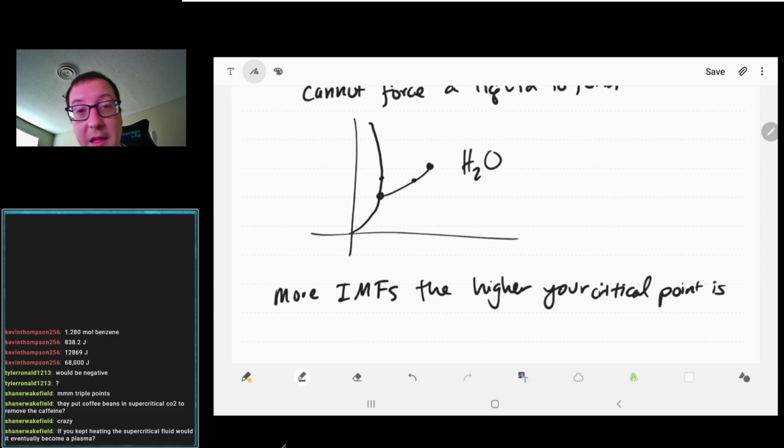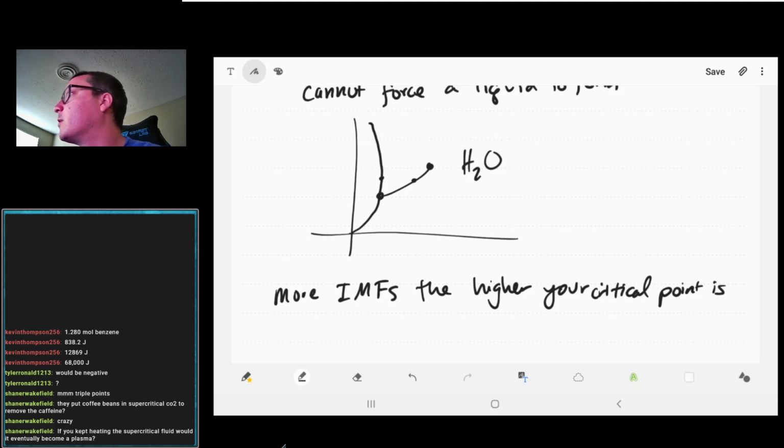So something like water, we're going to expect a much higher critical point than we would for something like carbon dioxide. Carbon dioxide is nonpolar. It has a relatively low critical point. Let's go ahead and look it up. Let's see. CO2 critical point.